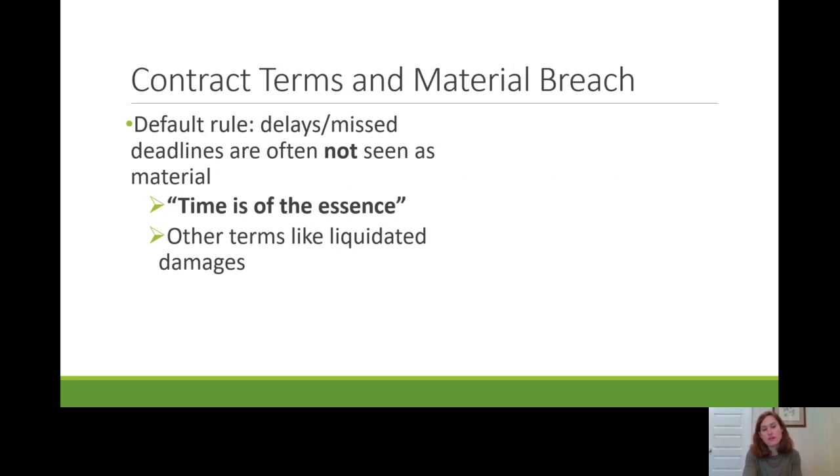Time, the contract deadlines, as far as performance deadlines, this is something that's really essential to recognize, because I think it's a little bit counterintuitive. The default rule is that deadlines or delays are generally not seen as material. So if it's just a couple days here and there, if contract performance is due on January 10 and performance happens on January 11, most of the time the law is going to treat that as a minor breach. We're going to say that there was substantial performance, not that big of a deal.